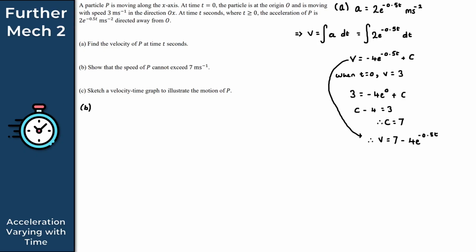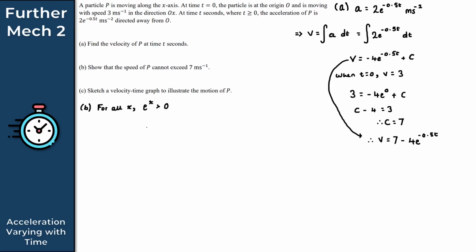For part B, what we want to do is show that the speed of P cannot exceed 7 meters per second. Hopefully this isn't too challenging. To answer part B, let's think about how the exponential function behaves. We know that for all x, e to the x is strictly greater than 0.